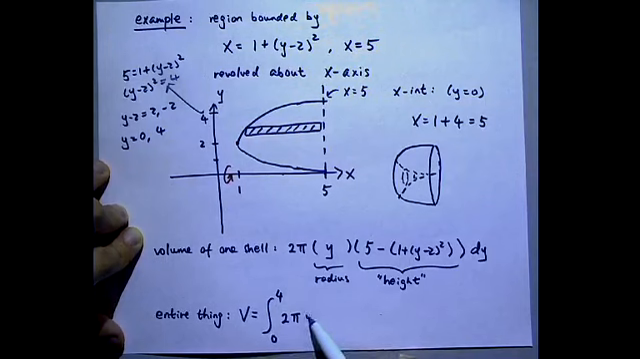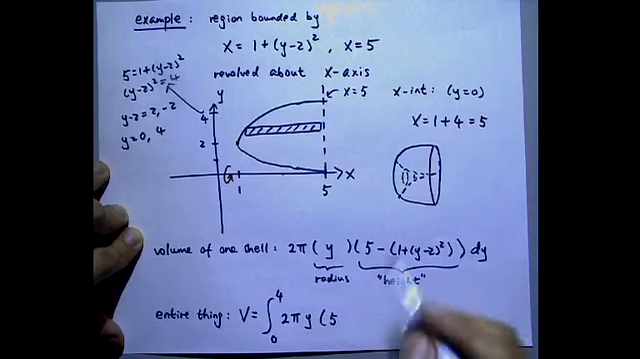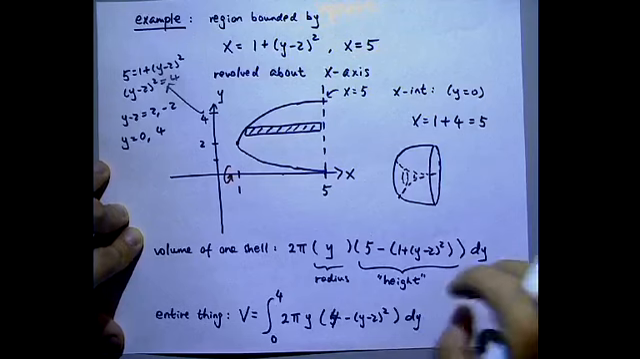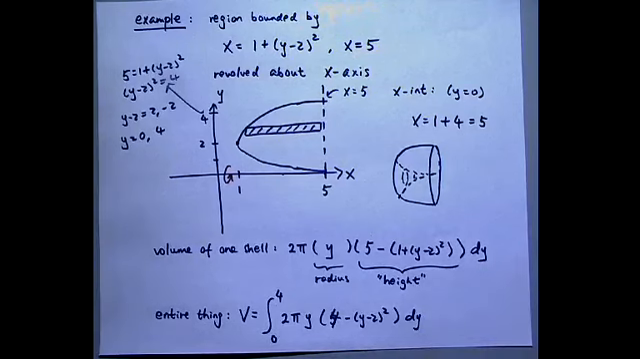2 pi y, and then this thing here, 5 minus 1, that's a 4. Let's just do that right now. Minus the quantity of y minus 2 squared, dy. Next step, let's FOIL that out, simplify, distribute the y into here, and then integrate term by term.